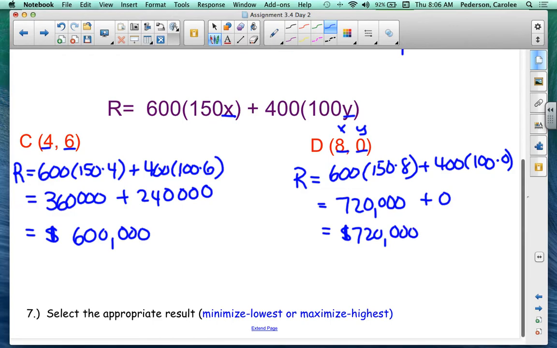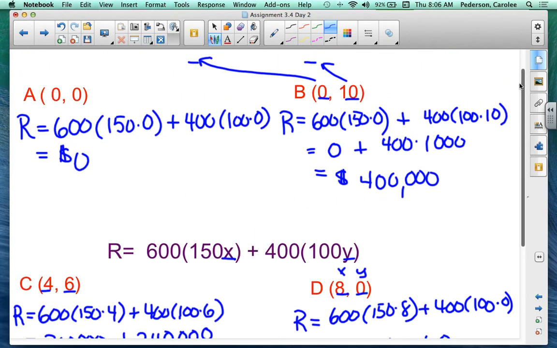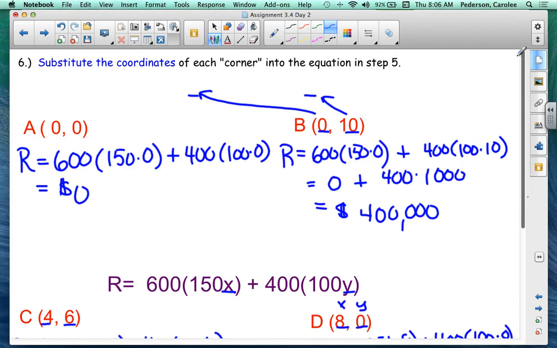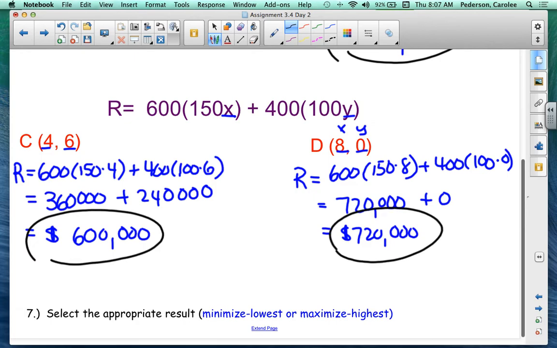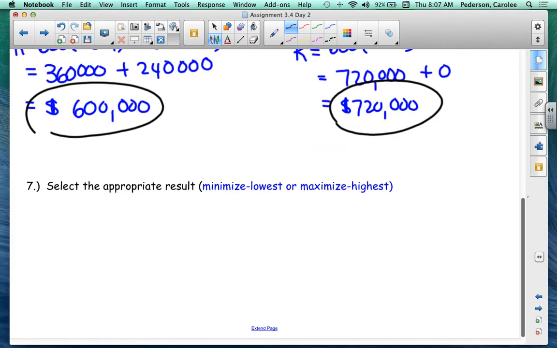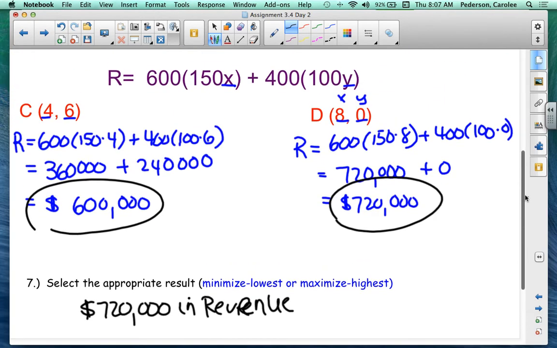Now what we're asking you to do is to find the maximum. So if we look at the 4 values, $0, $400,000, $600,000 for this scenario, or $720,000. Which one is the highest? Well, that's D. We would get $720,000 in revenue if we took this scenario right here.